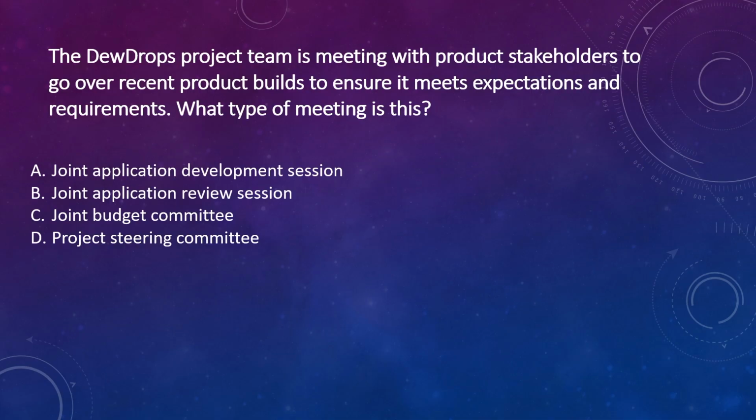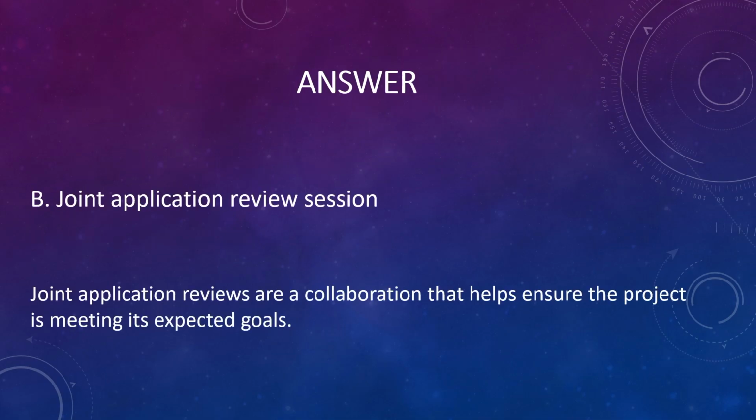The Dewdrops project team is meeting with product stakeholders to go over recent product builds to ensure it meets expectations and requirements. What type of meeting is this? A, joint application development session. B, joint application review session. C, joint budget committee. D, project steering committee. The answer is B, joint application review session. Joint application reviews are a collaboration that helps ensure the project is meeting its expected goals.